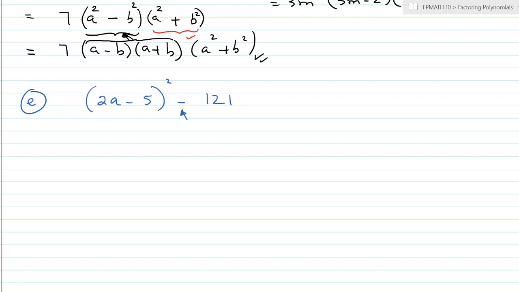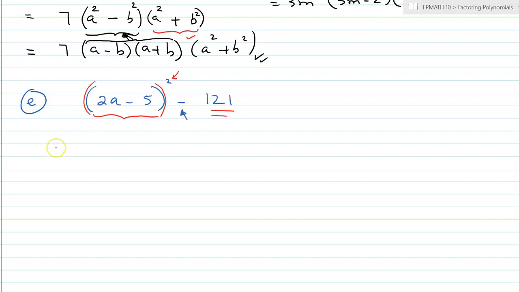Well, let's look at it. The very first term. This is your first term. The entire thing is your first term. Is that a square? Yes, it is. Right here. That's squared. So that's a perfect square. How about 121? 121 is a perfect square. What is the square root of 121? It's 11. So great. We've got a difference of squares.